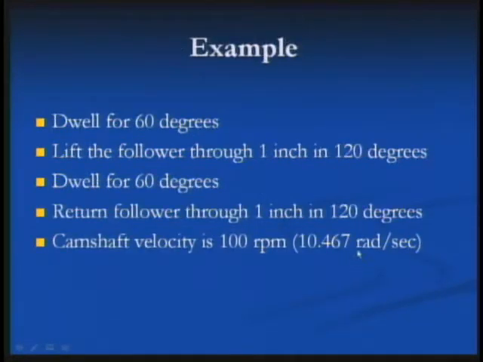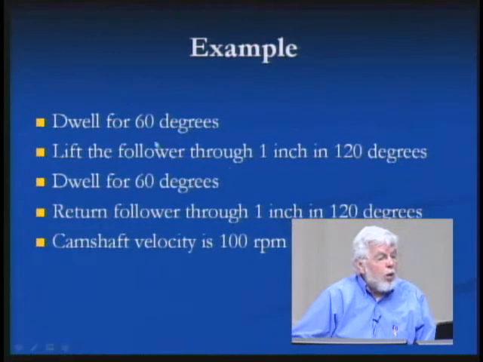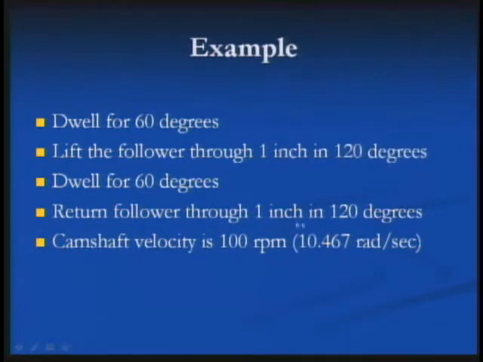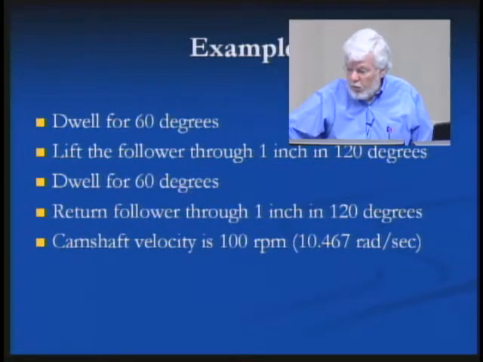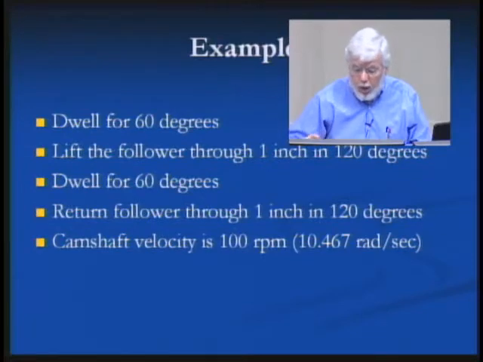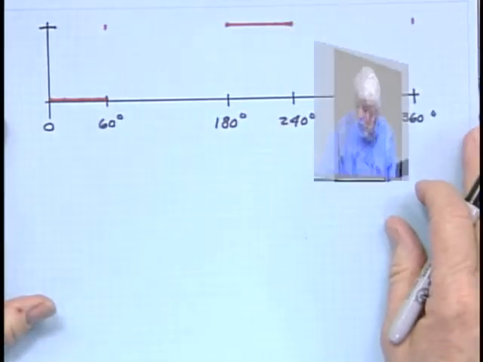And to do that, I've just made up this simple example. We're going to dwell for 60 degrees, and then we'll lift the follower through an inch of motion in the next 120 degrees, dwell again for 60, then fall back through the same inch in 120 degrees, and we'll run this thing at 100 RPM, which is 10.467 radians per second. So now I want to draw that diagram for you on the paper so you have a better idea as to what's going on.